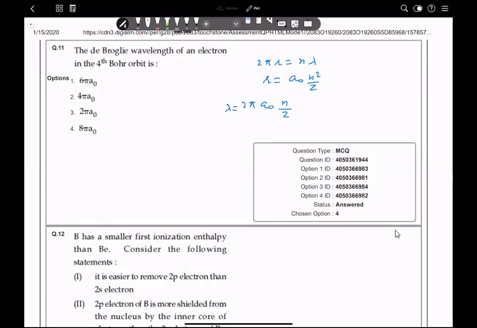Okay. So now for the fourth orbit, you have to put n is equal to 4. So it must be 8 pi a naught. With respect to options, the answer is 4.